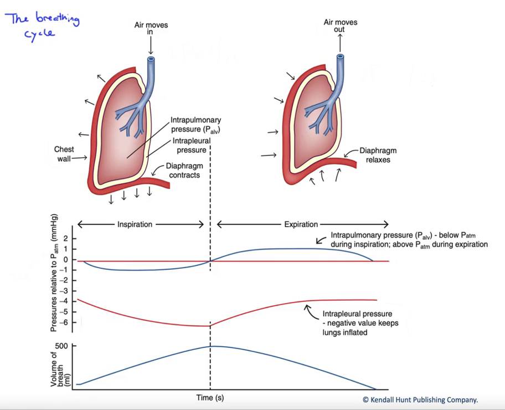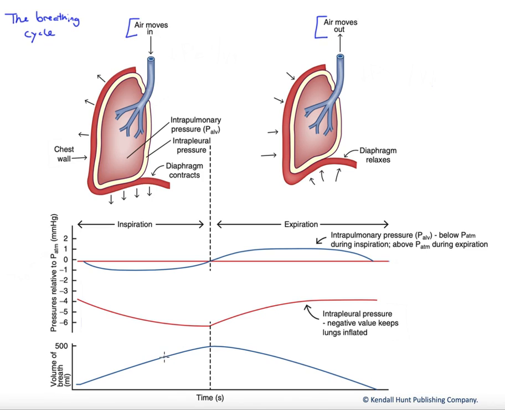In this figure and graphic, we want to look at the breathing cycle, the cycles of inspiration and expiration. At the top here, on the left, we're going to have air moving in. And what we want to do is examine the pressure gradients required to generate that air movement. We'll look at the exact opposite over here on the right during expiration.